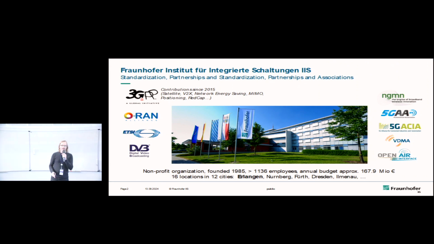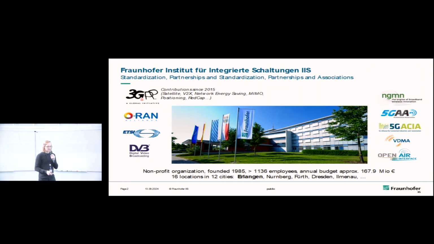As you see, we named here different standard entities where we actively contribute. We have also been contributing to 3GPP since 2015 on different topics. Satellite is of course one of them, V2X, network energy saving just recently, MIMO, positioning, RedCap, reduced capability, and other things.